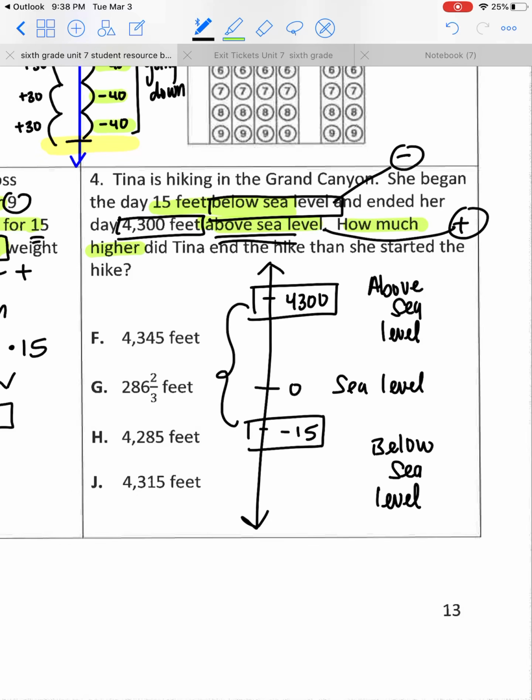Think about it. If she's at negative 15 and she went up to 0, how many feet is that? Well, that's 15. And then she went up another 4,300. So what was the total change? What I'm looking for is exactly that. I'm going to leave you pending with that question.